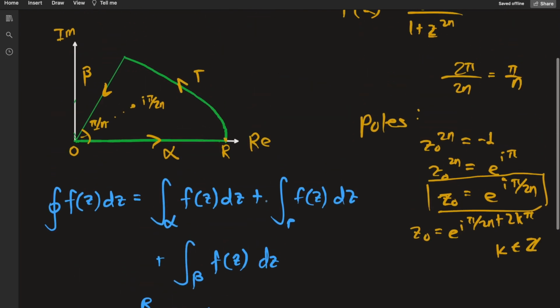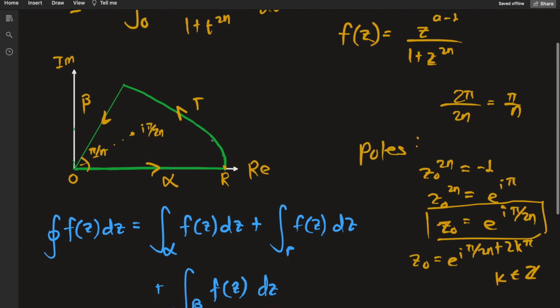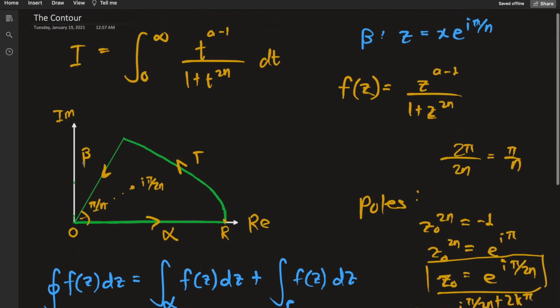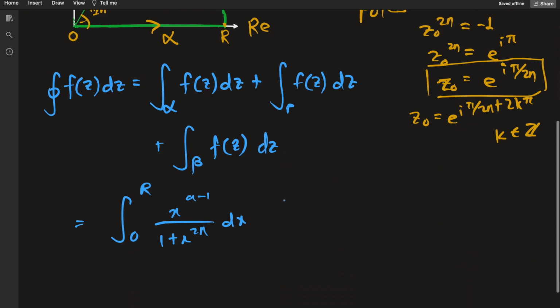Look at beta. On beta, the parameterization that's going to work is z equals x times e to the i pi over n. Multiplying by this factor of e to the i times some angle is basically rotating the real axis by that angle. And that's precisely what's happening here. The figure isn't to scale, but you can see that every point on the x-axis is being projected, or rotated if you want to think about it that way, by an angle of pi over n.